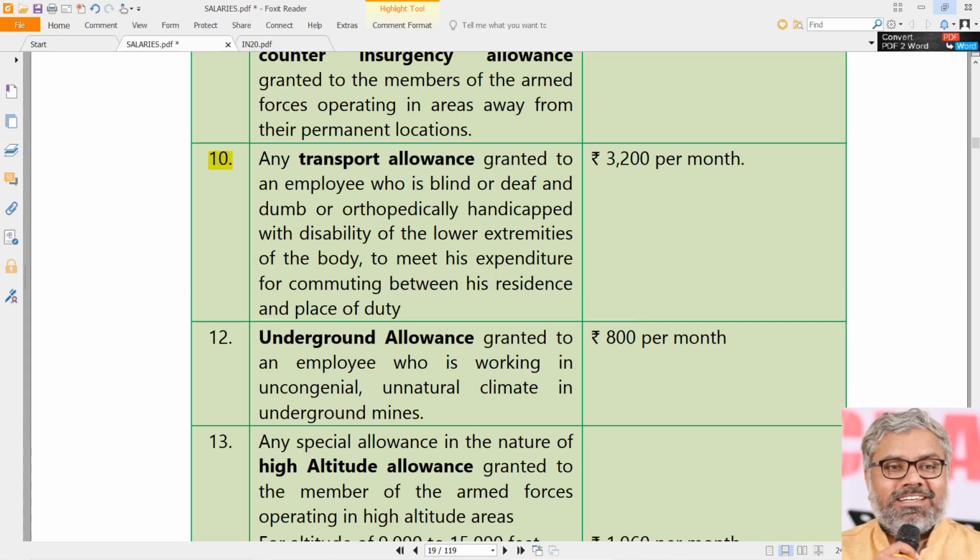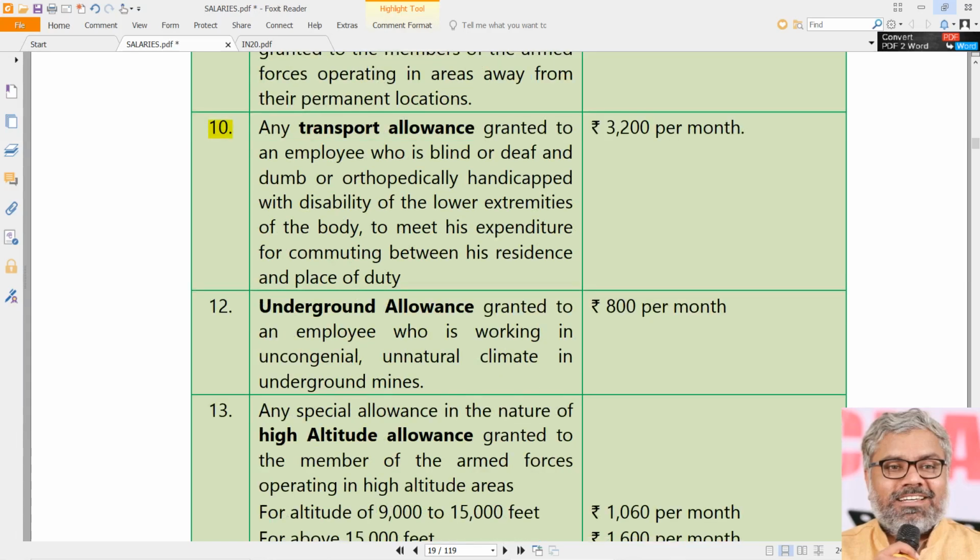This is to be remembered, transport allowance, which we already discussed. What is this transport allowance? Mainly, the point is to understand why this is given: to meet the expenditure of commuting between residence and office. Residence and office commuting, transport allowance. Where we discussed it, it is fully taxable. Then why is it coming once again here in the exemptions?